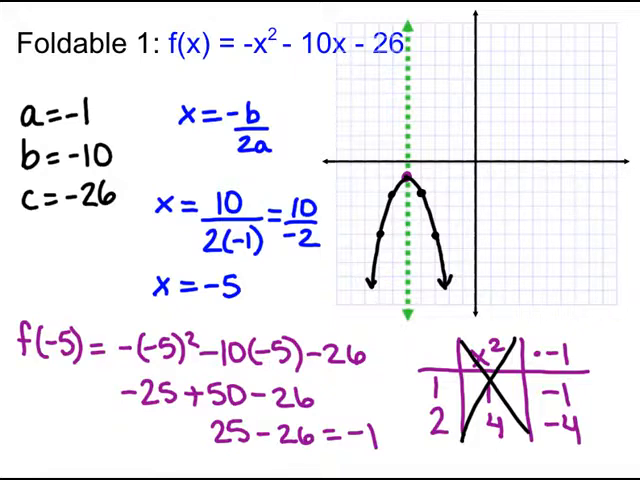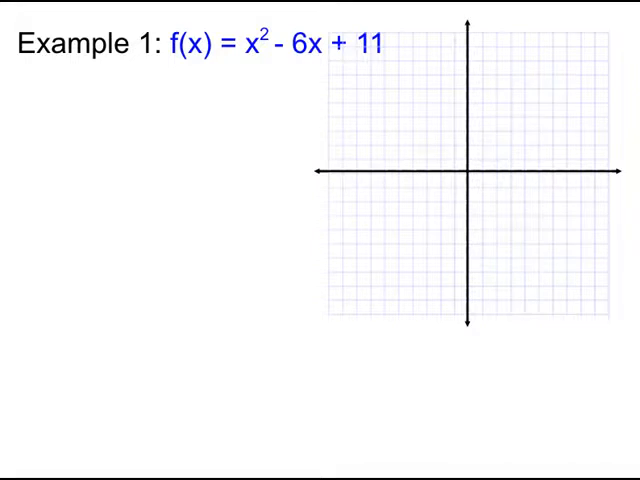So let's try another one. It says example 1, but really it's example 2. The equation is x squared minus 6x plus 11. Step 1, we make sure that it is in standard form, which it is. We identify our a, b, and c. a is 1, b is negative 6, and c is 11.